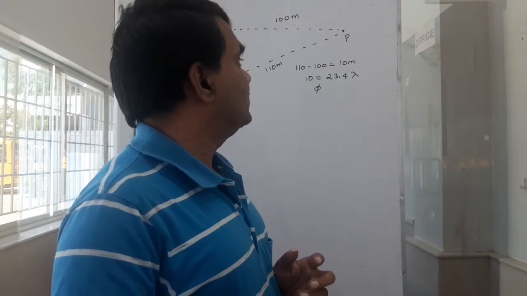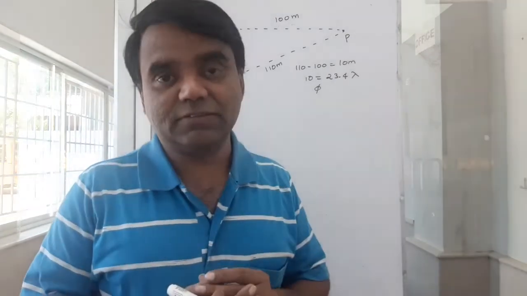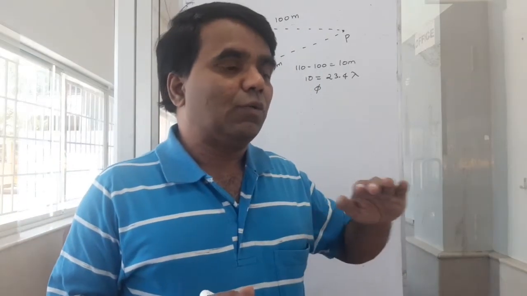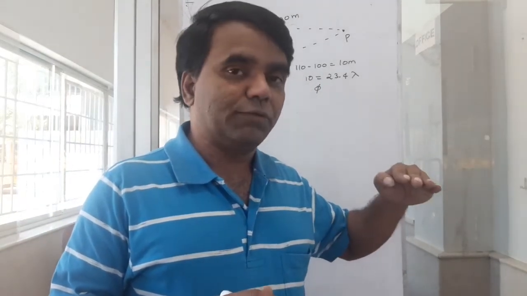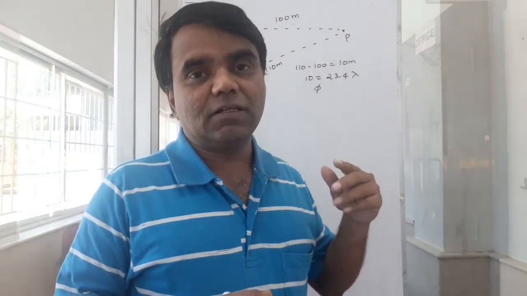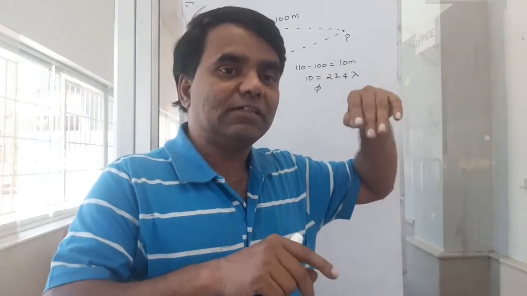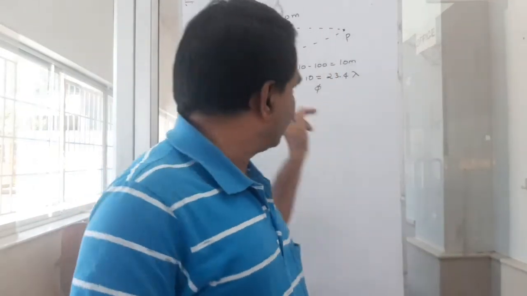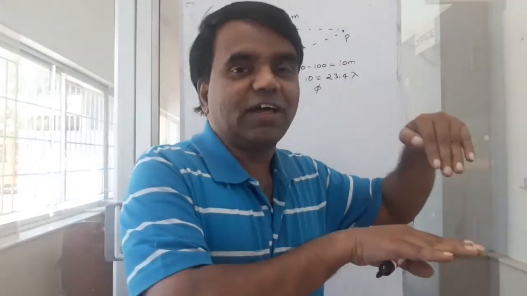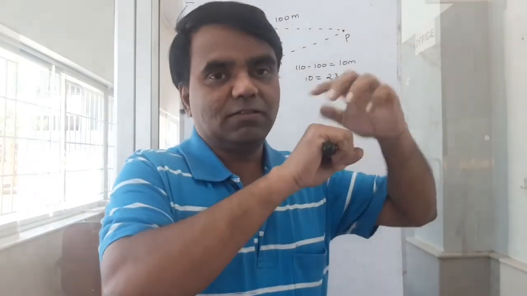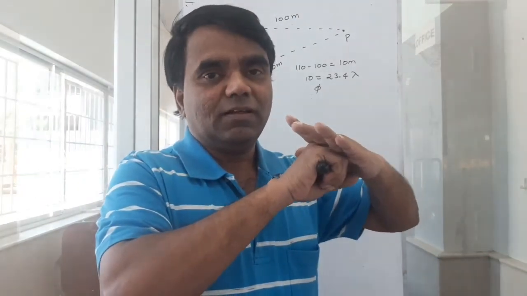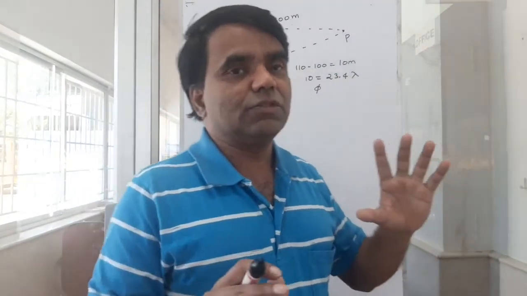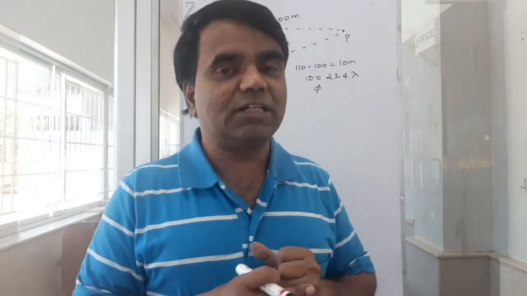Otherwise, if it is 23.5 or something, then what happens is that when the 24th wave is at its peak, the first wave from here would be at its valley. So the peak will cancel with the valley. If it's 0.5, then they will exactly cancel. So this is called destructive interference.